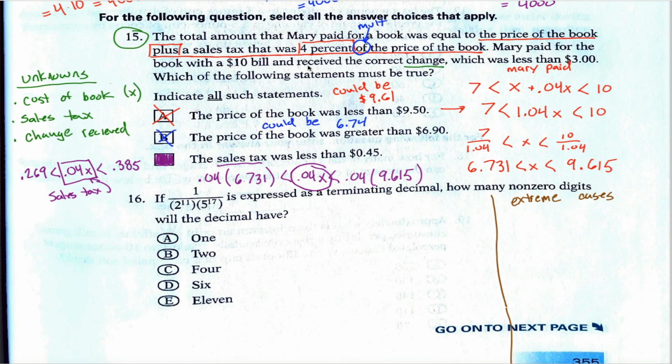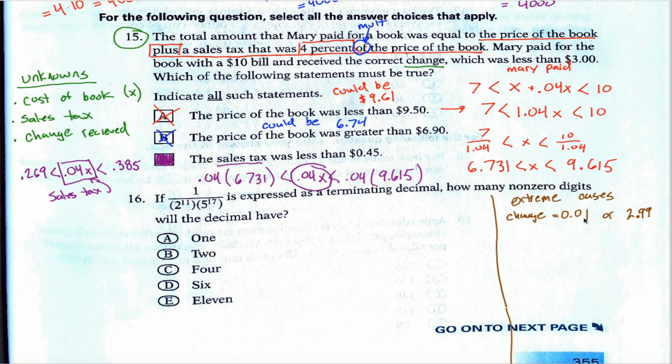Well, Mary paid for this book and she got some change back. And all we know about her change is that it was less than $3. So I guess what that means is her change was at least a penny, but less than $3, so at most $2.99. You could probably do $0 and $3 to make the math a little bit easier for you, but I think technically, since it doesn't say less than or equal to $3, we should say $2.99.